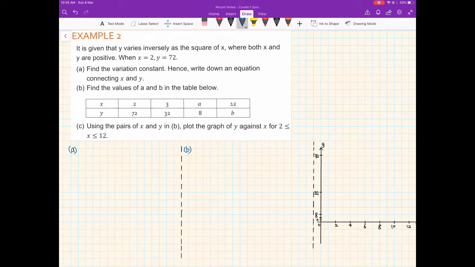From the question, we know that y varies inversely as a square of x. So we have this equation, y equals k over x squared, where k is not equal to 0. The question says when x equals 2, y equals 72. We can substitute this pair into the equation to find out k.